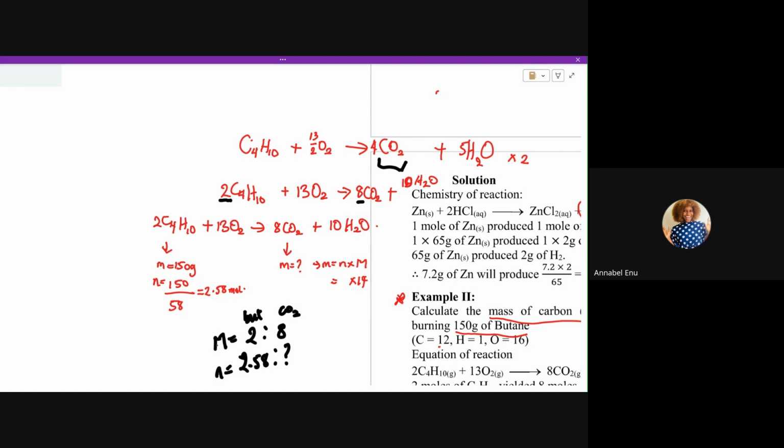You can just tell us. If you don't have a calculator nearby, you can tell us how we're going to solve it. What times what, or is it that we're multiplying everything, or we are dividing, or what are we going to do to get the number of mole of carbon dioxide?